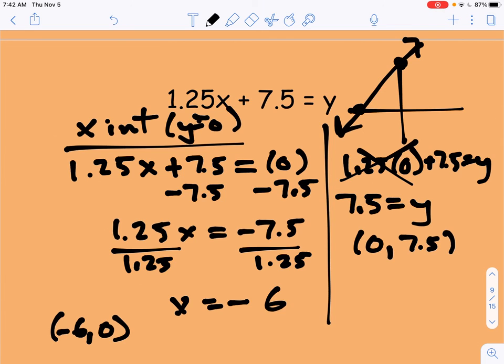And that's how you find your intercepts using equations. For your x-intercept, you make y equal to 0 and see what happens. And for your y-intercept, you make x equal to 0. So you're just plugging in 0 values, and I think that helps you understand it better.